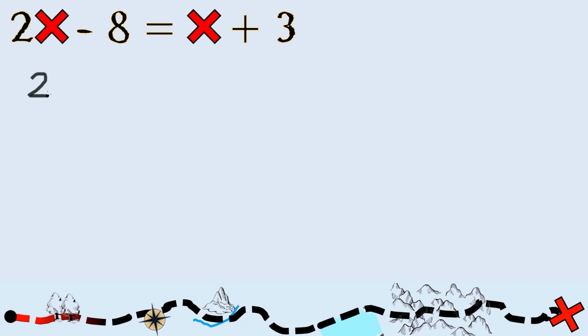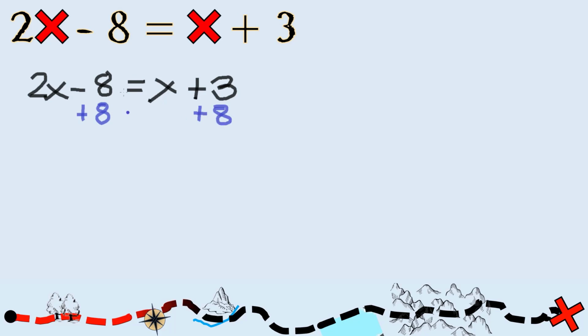So you have 2x minus 8. So we have a binomial expression equal to x plus 3, another binomial expression. So we are going to pick the left-hand side for our variable. First, let's try to remove this minus 8 by adding 8 on both sides, so that this side here will only contain the unknown. Do the same thing on the other side to retain equality.